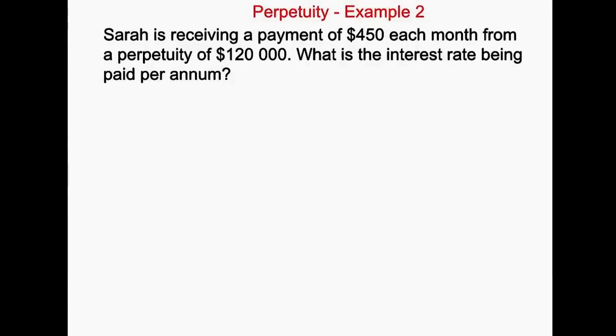In the second example, Sarah is receiving a payment of $450 each month from a perpetuity of $120,000. What is the interest rate being paid per annum? So in this case, we're trying to work out what R is. When we work out R, we're going to actually be working out what the interest rate is per time period, so per month. So we need to calculate R, and then we're going to times it by 12 to get the interest rate per annum.